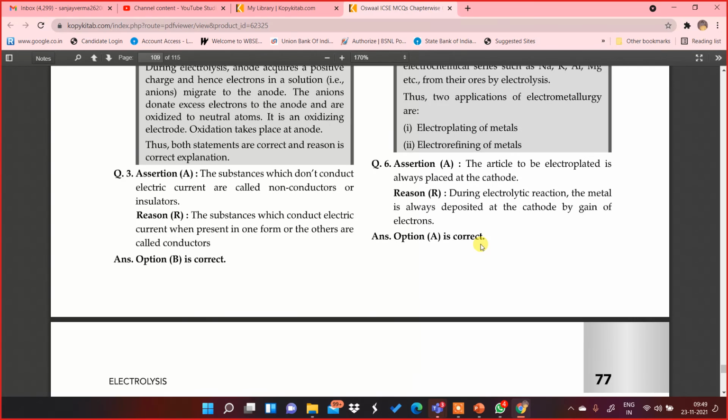So this is one possibility I expect. Towards the end of the chemistry question paper, you will get such questions. Mark my words and prepare accordingly.